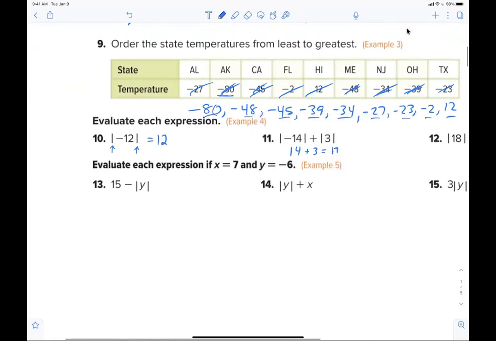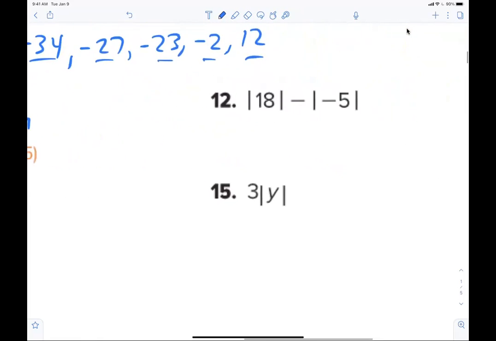All right, Sophia, you're on number 12. What's the absolute value of 18? 18. What's the absolute value of negative 5? 5. Now notice I keep the sign in between. So my final answer is 13. Perfect. I'm pretty happy with that.